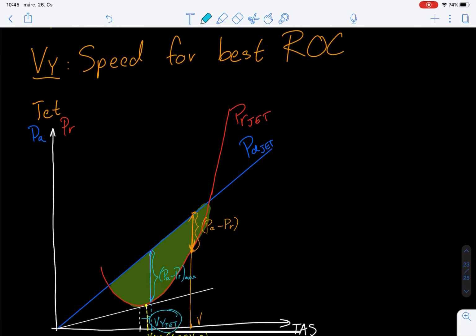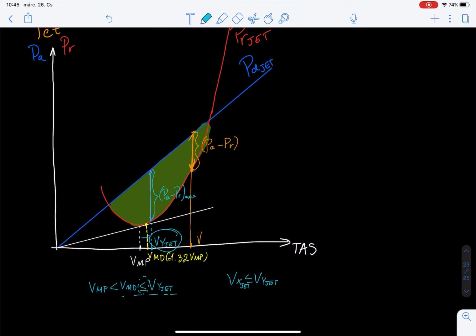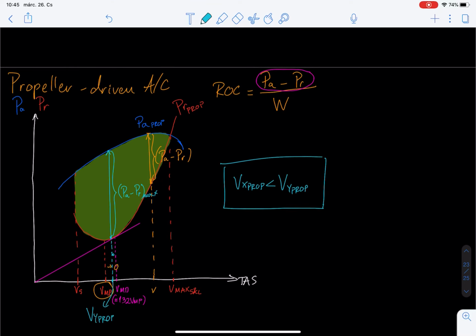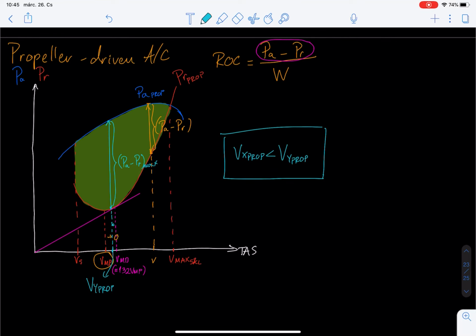And we also defined the Vy, so the speed for the best rate of climb, and we saw that for both the jet and the propeller-driven aircraft, the speed for the best rate of climb is a speed faster than the speed for the best angle of climb. And this is where we'll continue from.